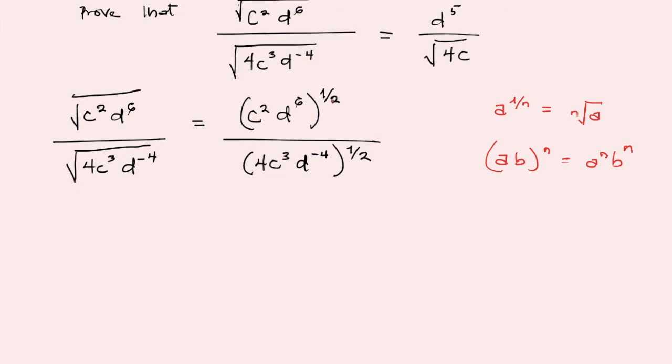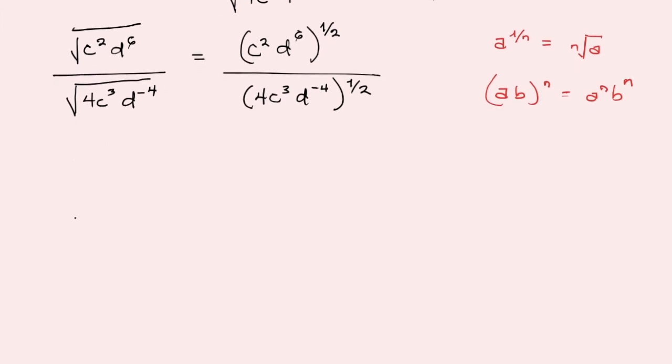So if we do that by expanding this and raising these individual components in the brackets to the power of half, what we have is that c squared raised to the power half is 2 multiplied by half, and that's going to result in c raised to the power 1. I think I should just write it out so that we avoid any confusion.